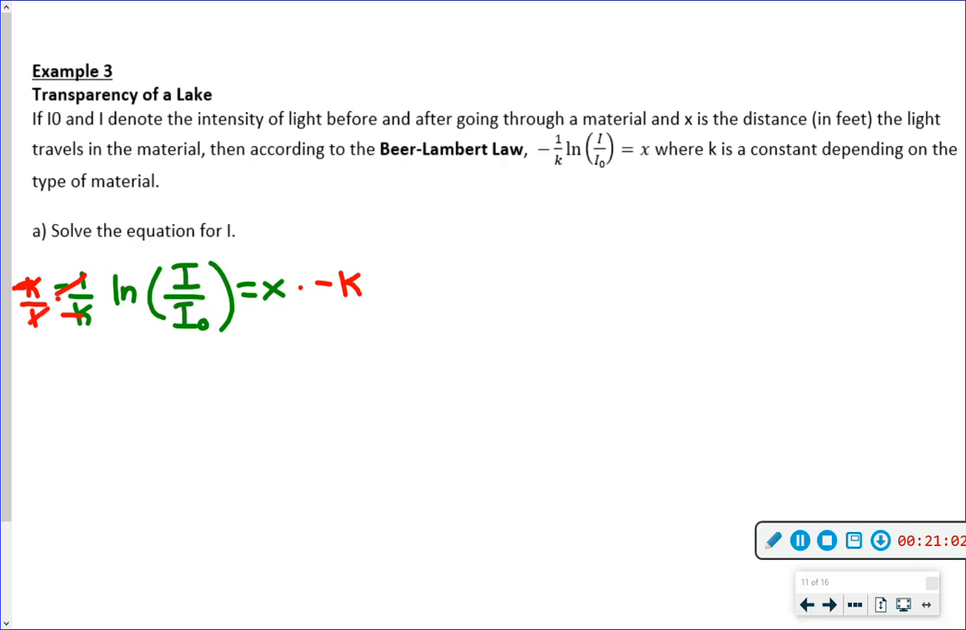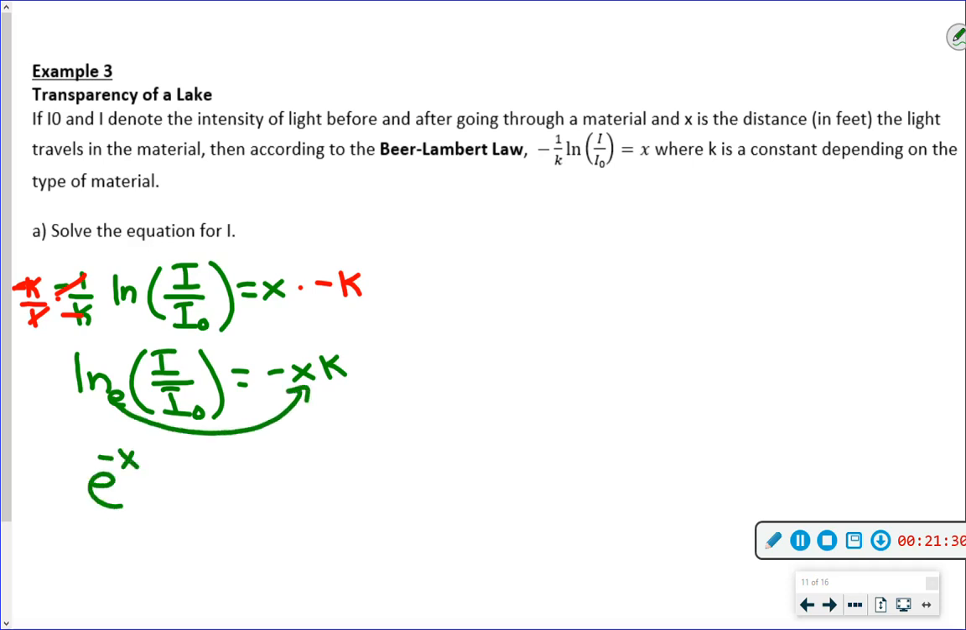Down to the ln of I over I0. And I'm going to just put this as negative xk. So many letters, so little time. Now, just like all of our other equations, we have got this down to one ln. So I'm going to convert to exponential. It's really a base e, you know it. e to the opposite side equals this very lovely fraction. Looks like a hot mess.